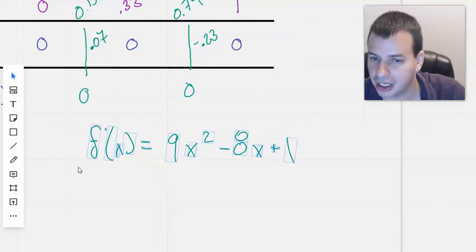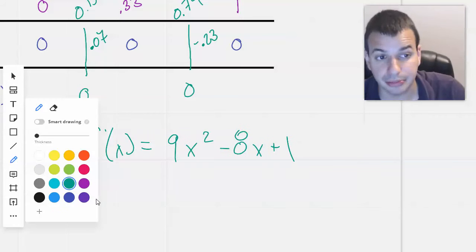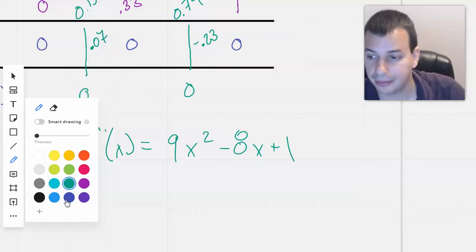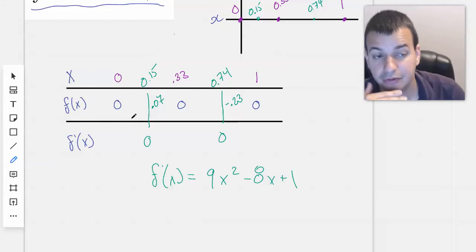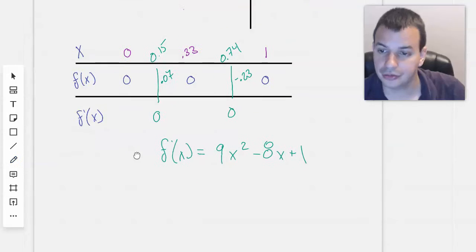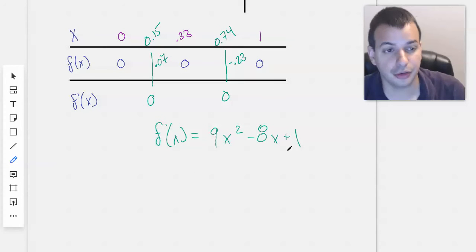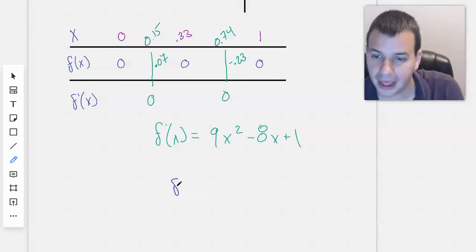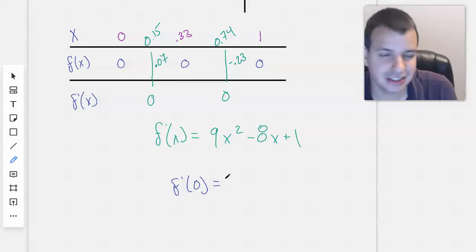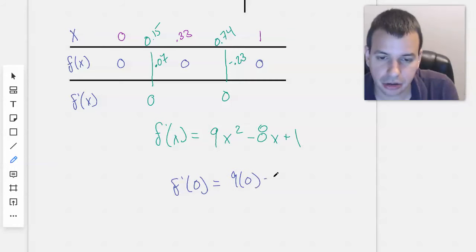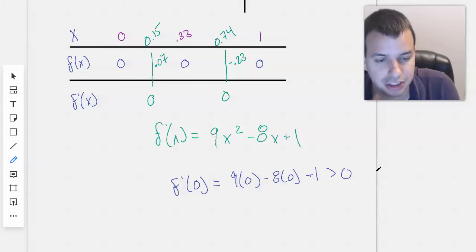And what we're going to do then is plug in points on either side of our maximum and minimum, because this will tell us our slope, either up or down, so to speak. We'll choose points that are convenient for calculation: one on the left, one in the middle, and one on the right. I'm going to start by doing f prime of 0, because 0 is easy to calculate. So we have 9 times 0 minus 8 times 0 plus 1, which gives us 0 minus 0 plus 1, which is greater than 0, therefore increasing.